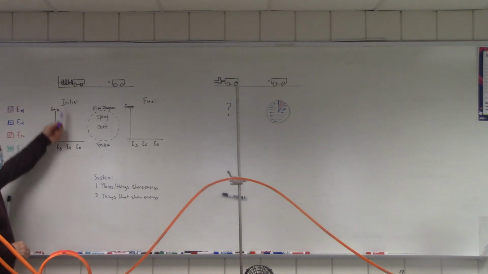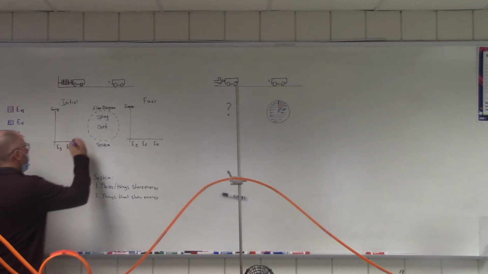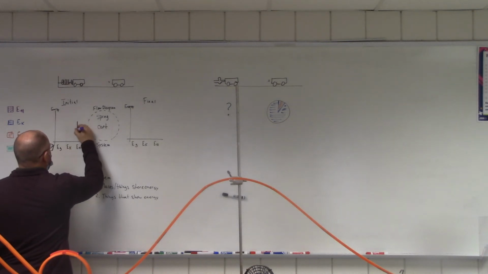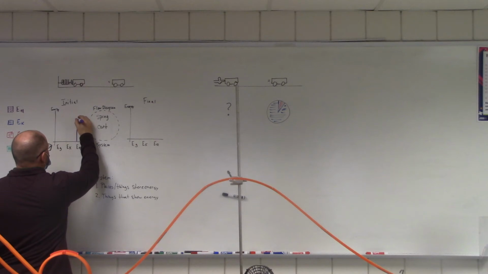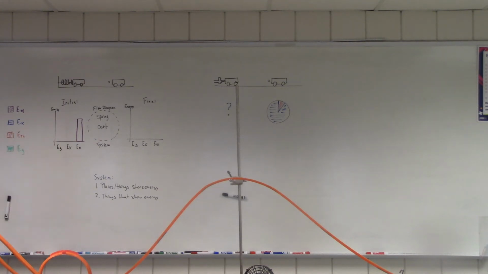So let's go to my initial situation. Where's the energy? Spring. It's in the spring, right? What kind of energy is that? Elastic. It's elastic energy, so I'm going to put a bar on my bar chart at elastic energy. How's that look?